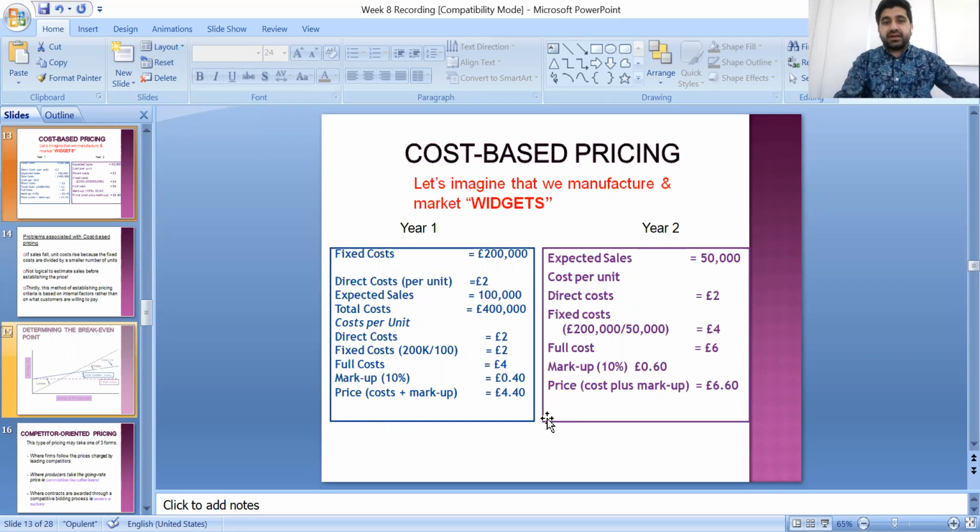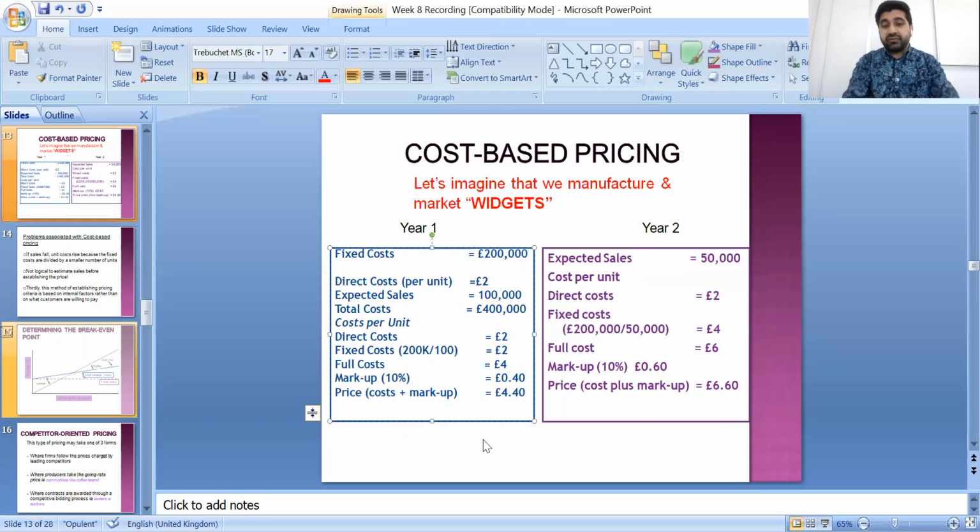How can we find the cost-based price? Here we can see in year one, the fixed cost was 200,000. The direct cost was £2 per unit, and the expected sale was 100,000 units. So the total cost was 400,000. How will we find the cost per unit? The direct cost is £2. Fixed cost per unit is the fixed cost divided by expected sales, so we get £2. So the total full cost per unit is £4. Let's add the markup, which is 10% of the industry standard. That will be 0.4. So our price will be £4.40.